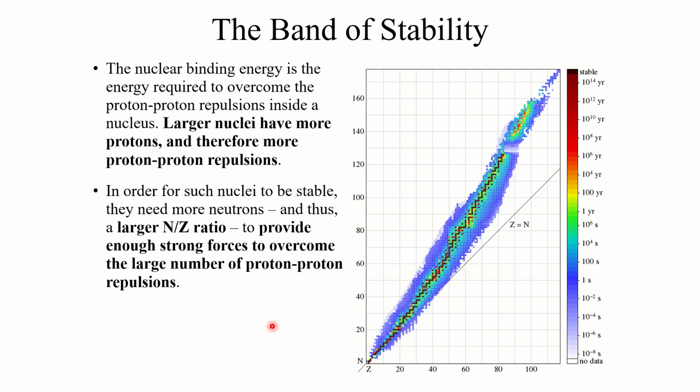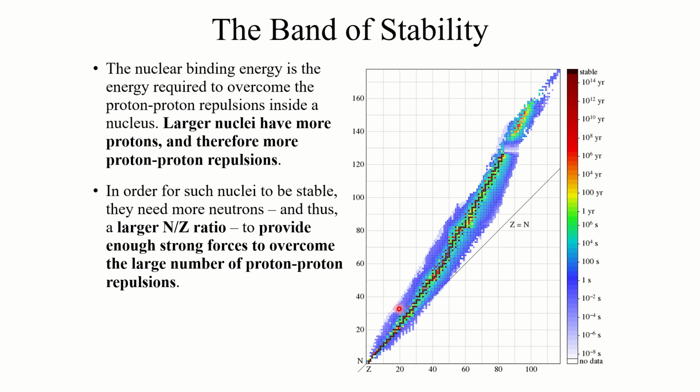They need a larger N to Z ratio to provide enough strong forces to overcome the large number of proton-proton repulsions. So the Z number is on the x-axis, and the N number is on the y-axis. Z represents protons, and N represents neutrons. So this linear line right here is the Z equals N line, where the number of protons equals the number of neutrons.